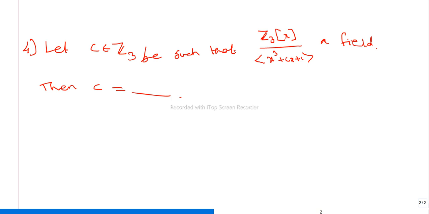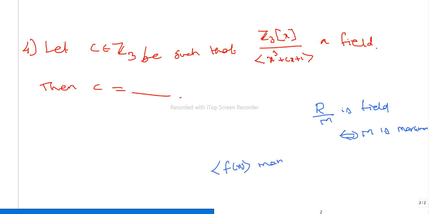Now there is a theorem in ring theory. I think you may not have ring theory in the syllabus, but maybe you studied this theorem: R/M is a field if and only if M is a maximal ideal. Suppose the ideal is generated by a polynomial f(x). This ideal is maximal if and only if the polynomial f(x) is irreducible.